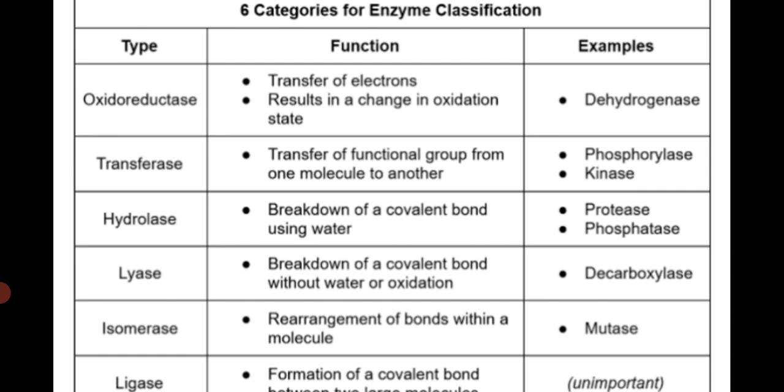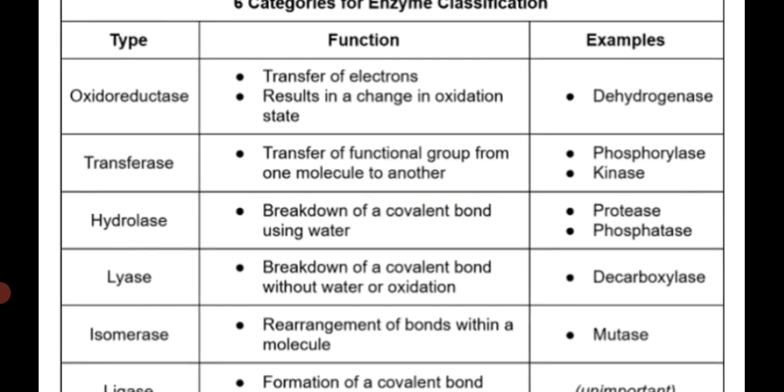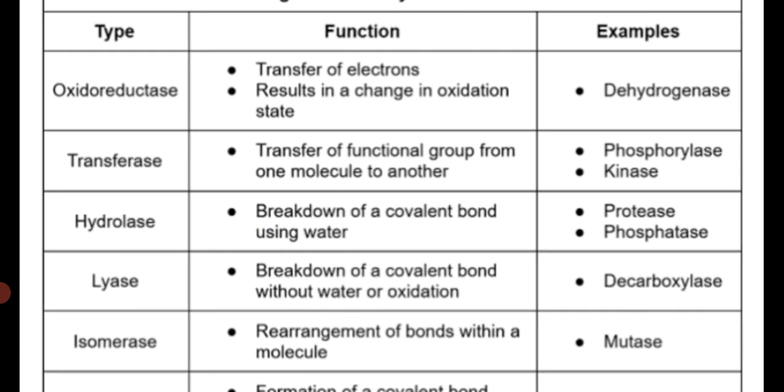Six categories are there: oxidoreductase, transferase, hydrolase, lyase, isomerase and ligase. The oxidoreductase has a function of transferring electrons, and they result in a change in oxidation state. For example, dehydrogenase. The second type is transferase. This group of enzymes transfers a functional group from one molecule to another. Phosphorylase transfers a phosphate group from ATP to the reactant. Kinase is also a transferase.